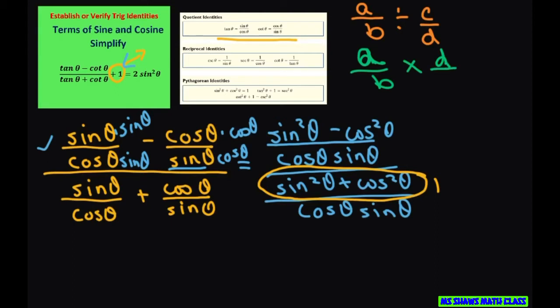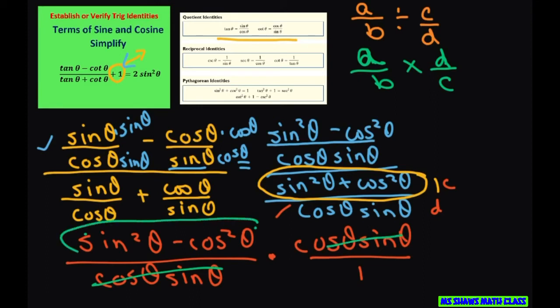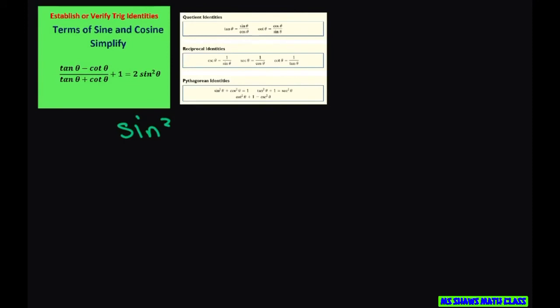keep, change, and flip. So basically what you're doing is you're going to keep the first part. So that's sine squared theta minus cosine squared theta divided by cosine theta sine theta. Right, times. Now, since we're timesing it, we're going to write the D part first. This is your D and C. Cosine theta sine theta divided by 1. So this cancels, and we have sine squared theta minus cosine squared theta divided by 1, which is that.